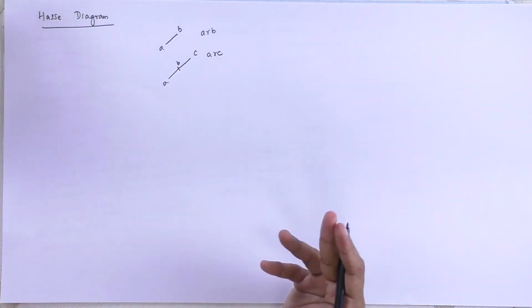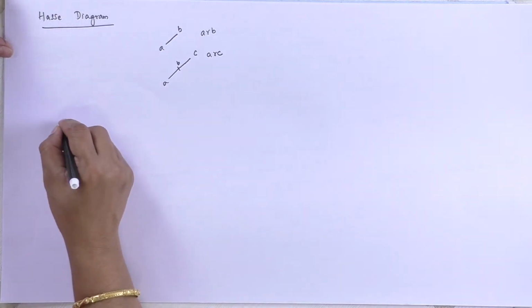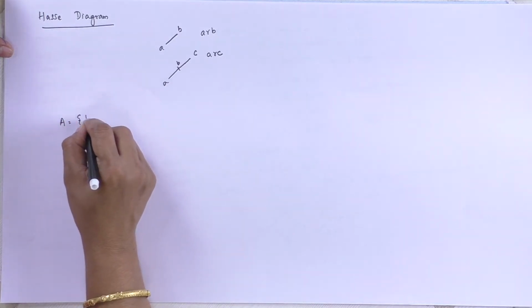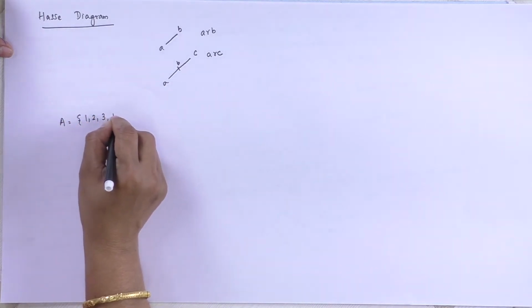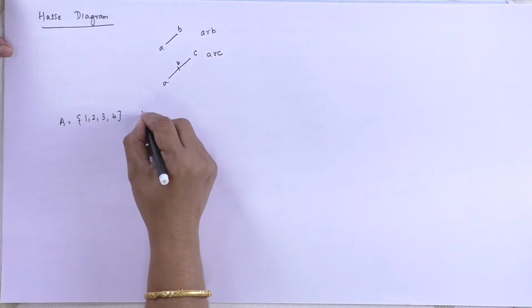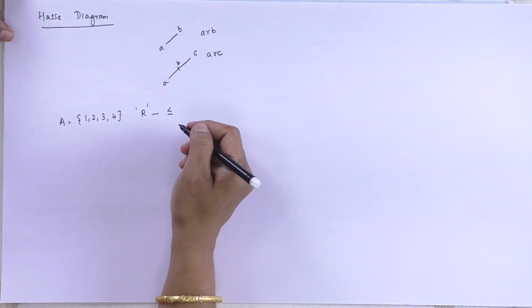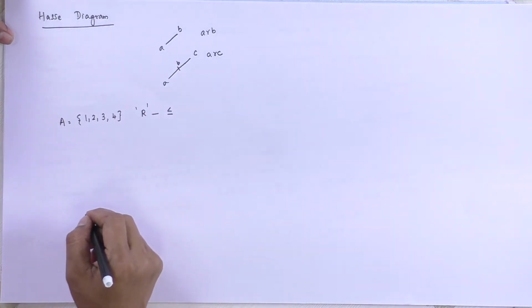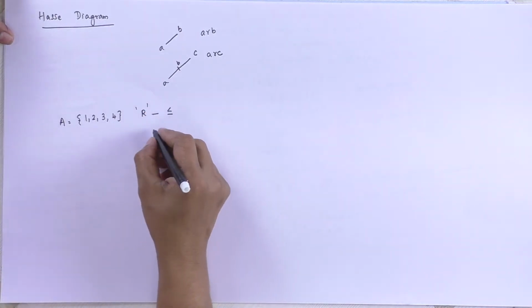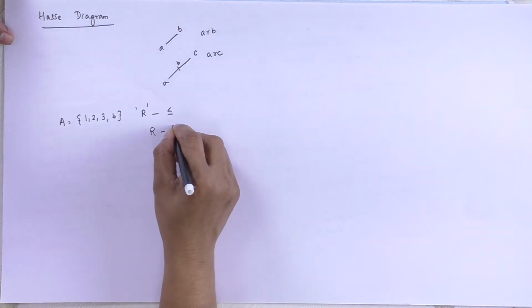Okay, now I will see an example. I have the set A equal to {1, 2, 3, 4}, and I define the relation capital R to be less than or equal to. Now I am asking you to draw a Hasse diagram for this. How do I draw it? First of all, I will have to find out what my relation is here.